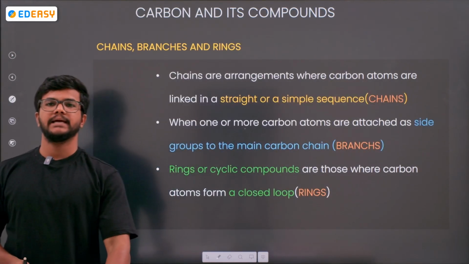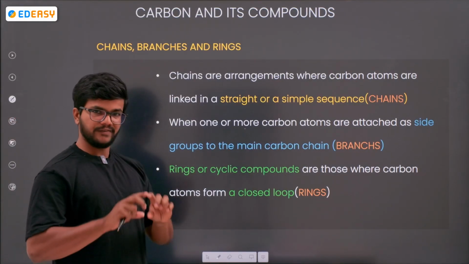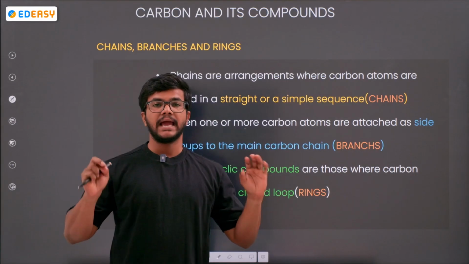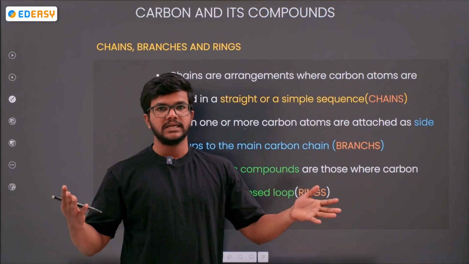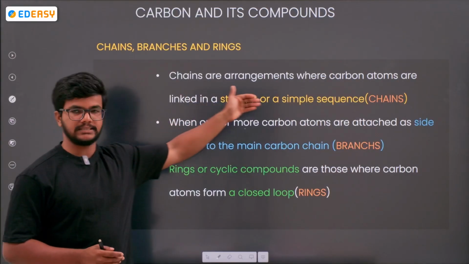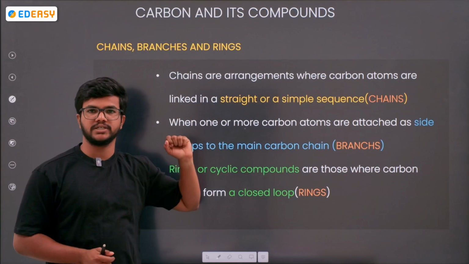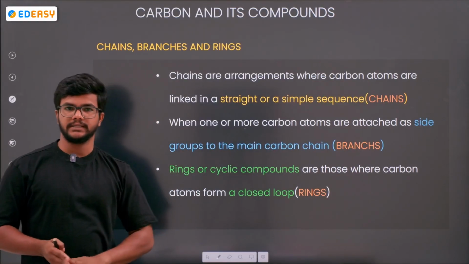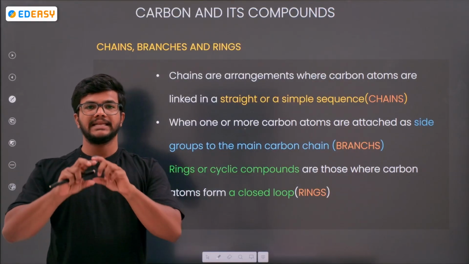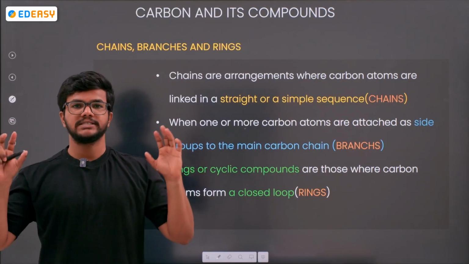Chains, branches and rings. Carbon can exist in the form of linear chains, and it can exist in the form of branches and rings. So what are chains? The sequence, or linear combination, of the carbons is called a chain structure. Chains are arrangements where the carbon atoms are linked in a straight line or a simple sequence.